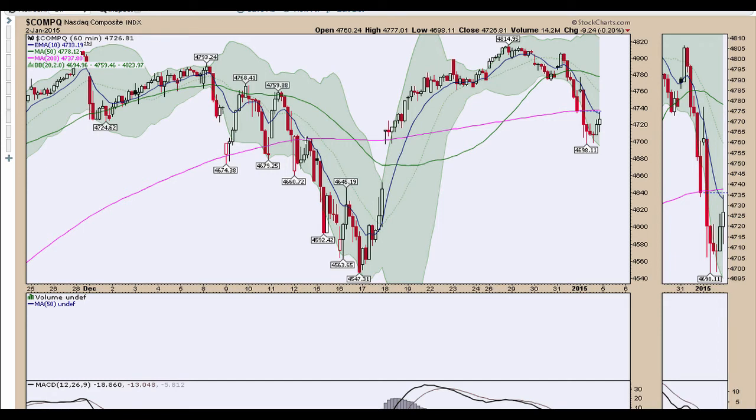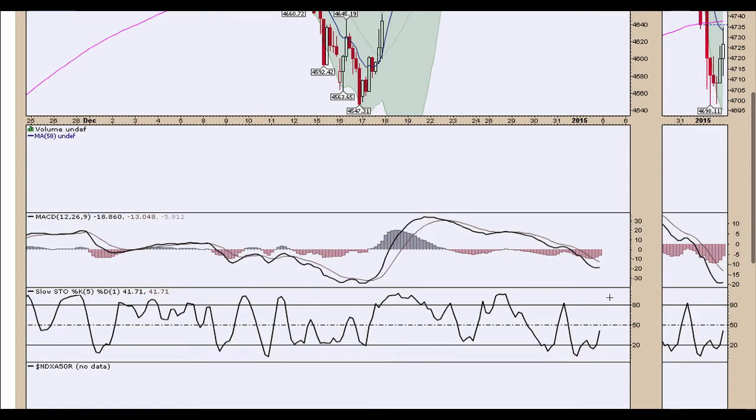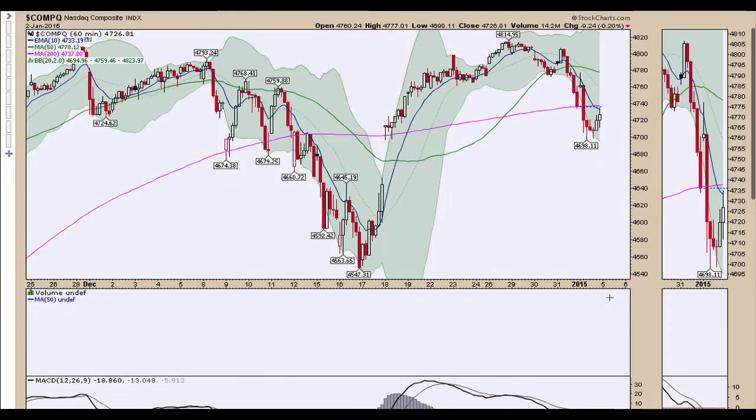Looking at the COMP 60-minute chart, we see the same thing. We pushed outside of the lower Bollinger Band. We see MACD turning as well, just like the Spiders, and we have slow STO 5-1 already starting to move higher, just like the Spiders. So if tech continues to look good this week, we could see the SPY and the COMP both moving to the upside on Monday.